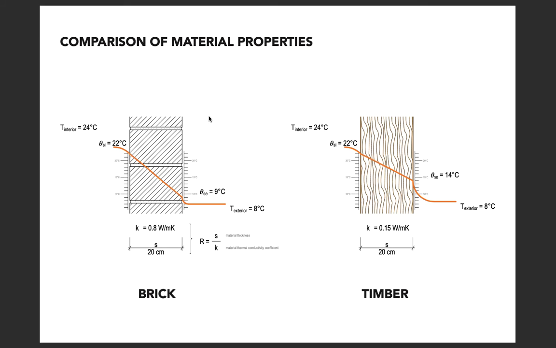And as you can see in the graphical representation as well, timber is slowing down that heat flux. The line is flatter than in the brick. So that indicates that timber is a better insulator than common brick.